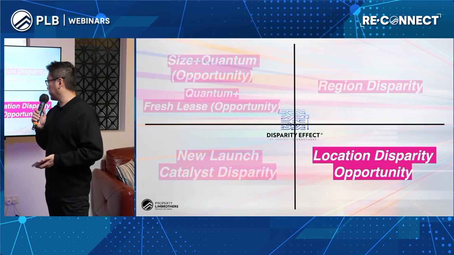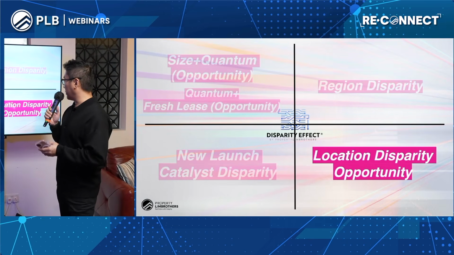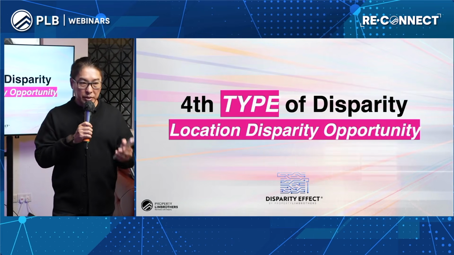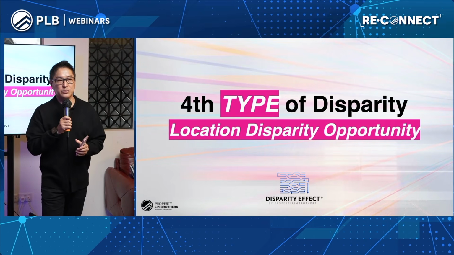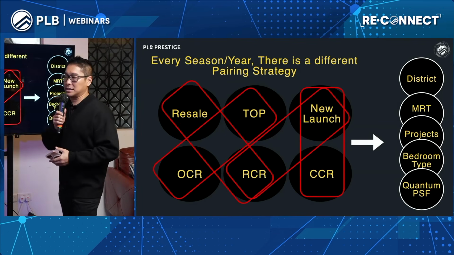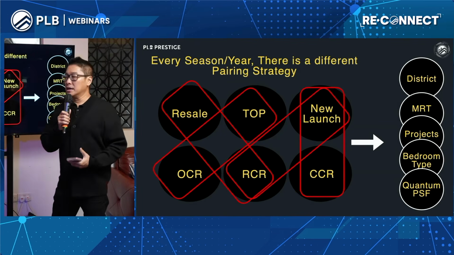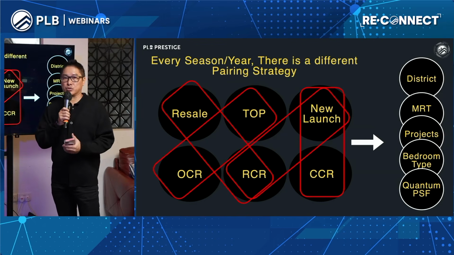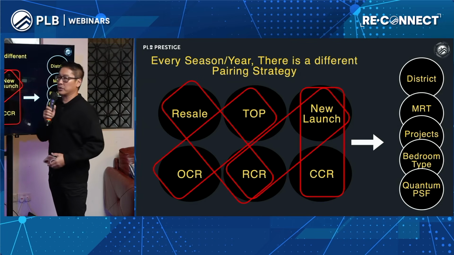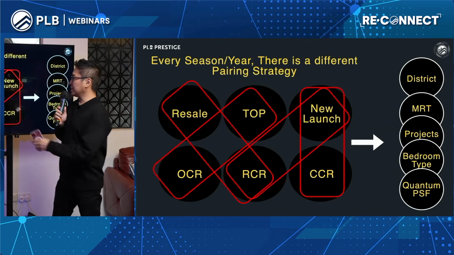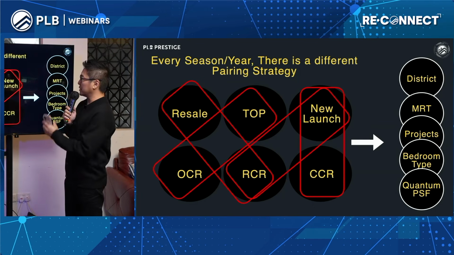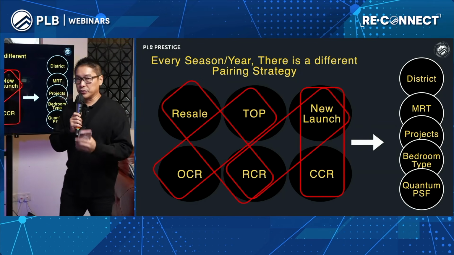And a very important thing that we talk about in the next framework is the location disparity opportunity. So what is the typical location disparity opportunity that we present here? In any season when you're buying a property or thinking of buying a property, there's a different type of pairing strategy. If you're talking about the resale market, whether in the RCR or the OCR region, in fact the CCR region as well, there is a different type of pairing strategy during the particular season.